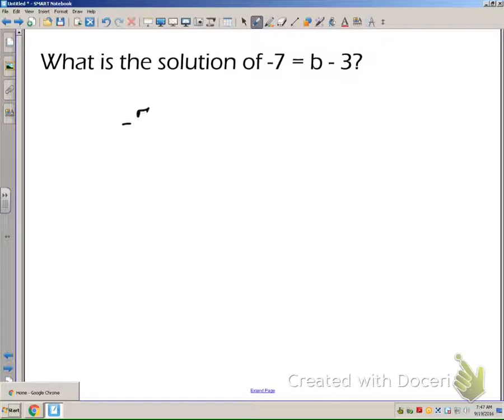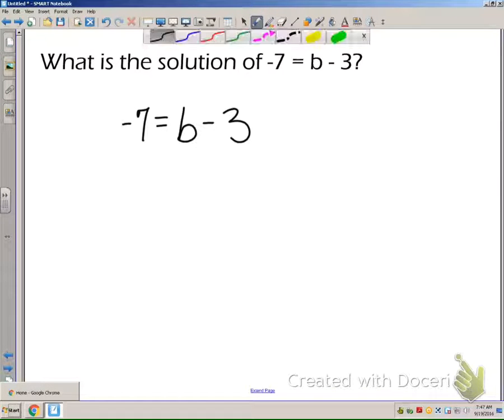Okay, I'm going to rewrite it down here. I know that I want to get b by itself. That's my first thing that I always do: figure out what is my variable that I'm trying to isolate. So I'm trying to get the b by itself. So I'm going to have to get rid of this minus 3 up here. How would I get rid of minus 3?